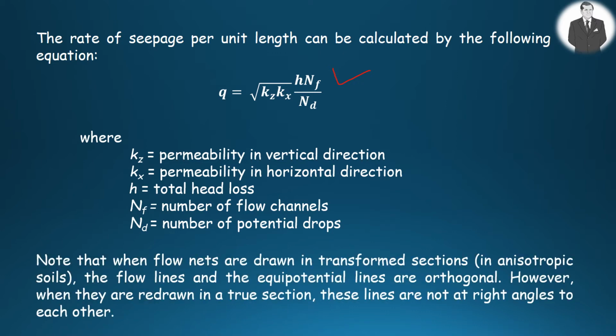It is important to note that when the flow nets are plotted in a transformed section, the flow lines and equipotential lines are orthogonal. Nevertheless, when they are redrawn in a true section, these lines are not at right angles to each other anymore.